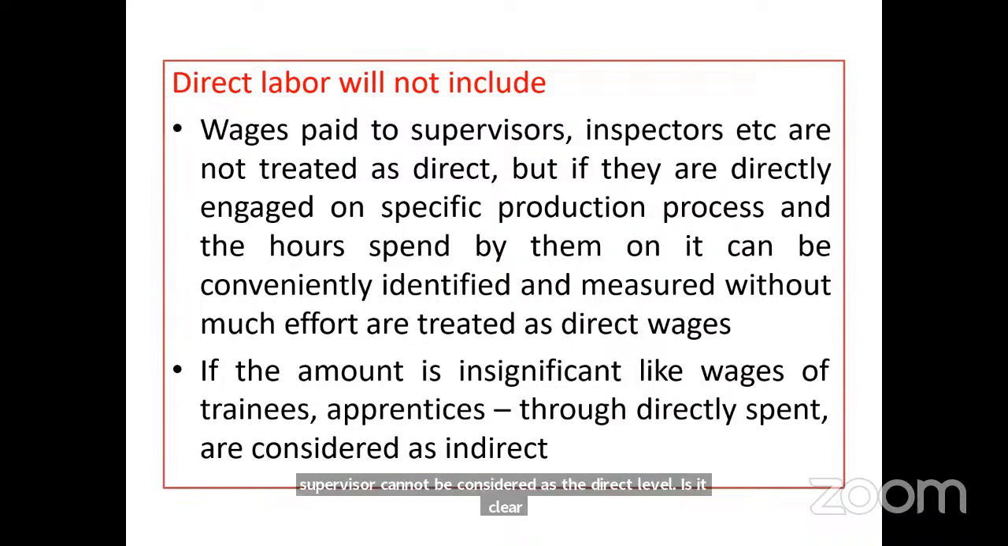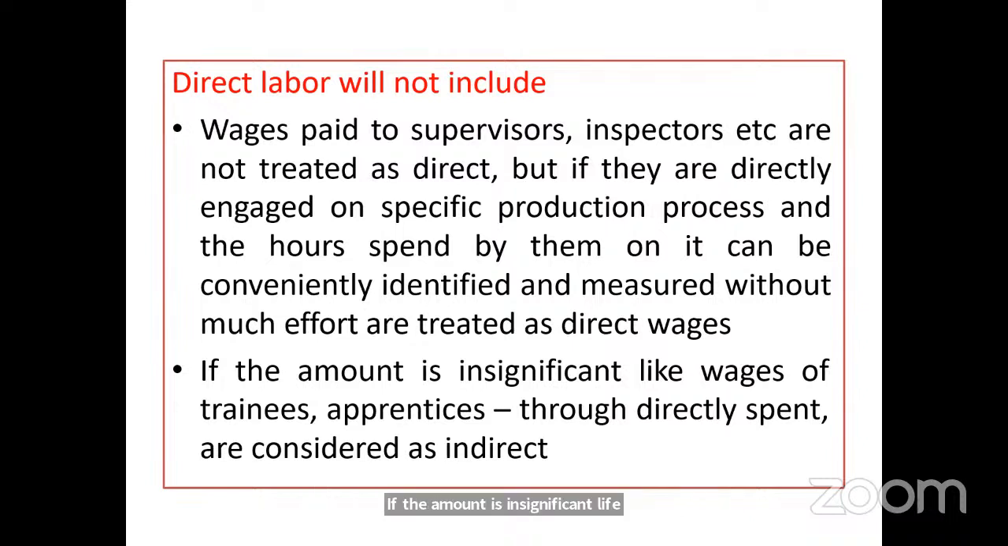If the amount is insignificant, like wages of trainees or apprentices, it is considered indirect. Insignificant means a very small amount. Some students come as trainees, or sometimes join an organization for apprenticeship, and the organization pays a nominal amount. Since these are insignificant and negligible amounts, they come under indirect expenses, indirect labor cost.